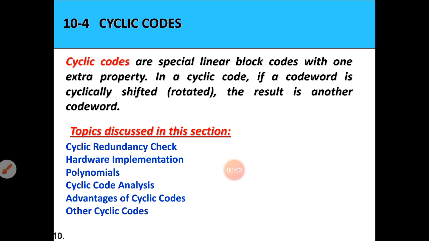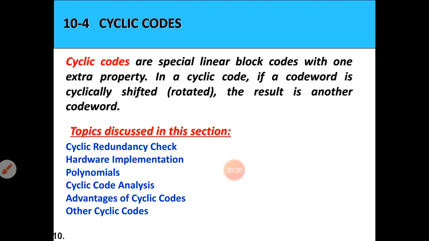So now we'll start another topic in error detection and correction, which we call cyclic codes. Cyclic codes are special linear block codes with one extra property: if a code word is cyclically shifted, the result is another code word. You can perform the right shift or the left shift, and that will give another code word.